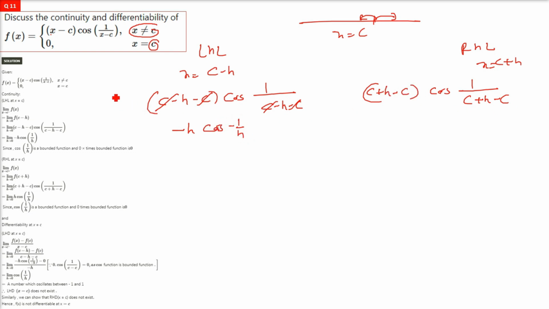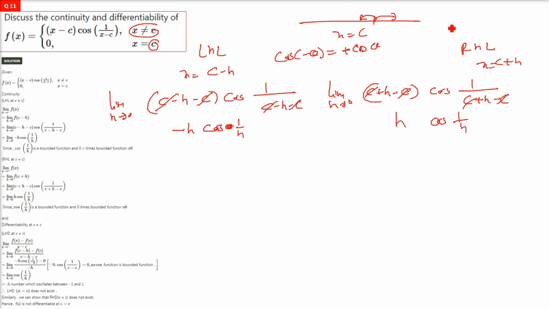And please remember, everywhere you have to put limit h tends to 0. I have been telling you always that I'm not writing it just because we want to save time and effort, but you have to write this limit h tends to 0 everywhere. So h cos 1 by h on the right hand limit. Cos negative theta is plus cos theta. So whether it is negative or positive doesn't matter. Since we have a negative h here, we have negative h cos 1 by h. This is h cos 1 by h.